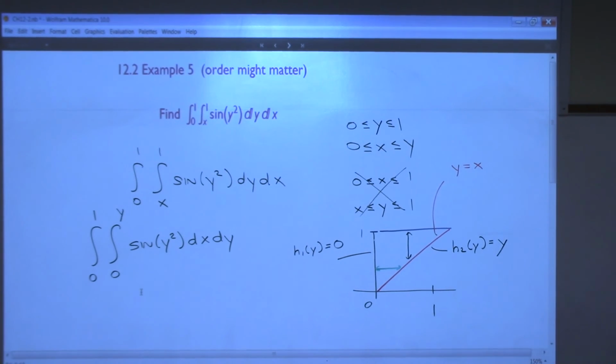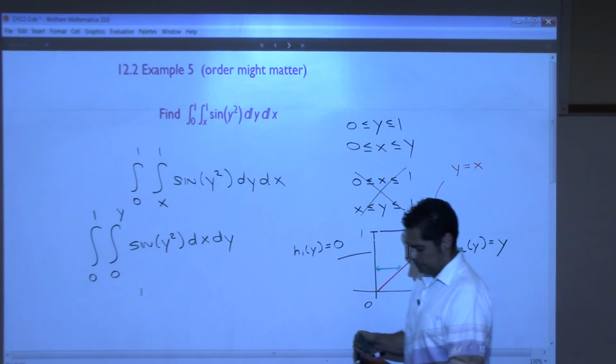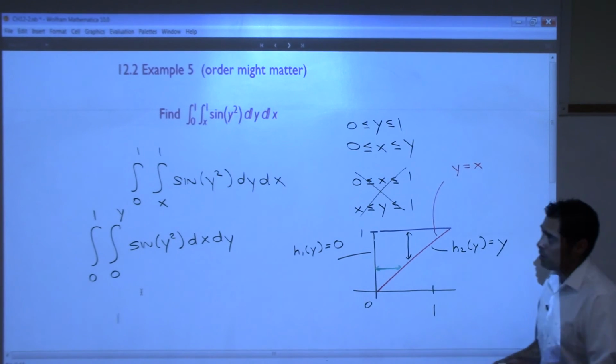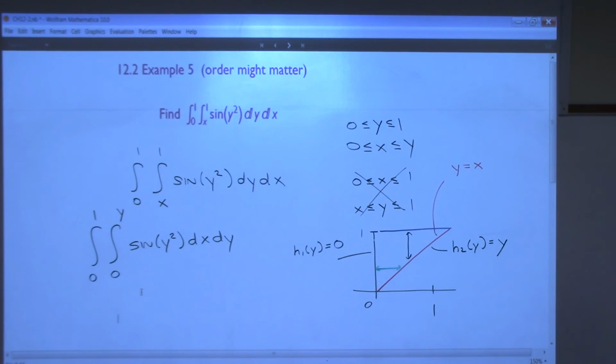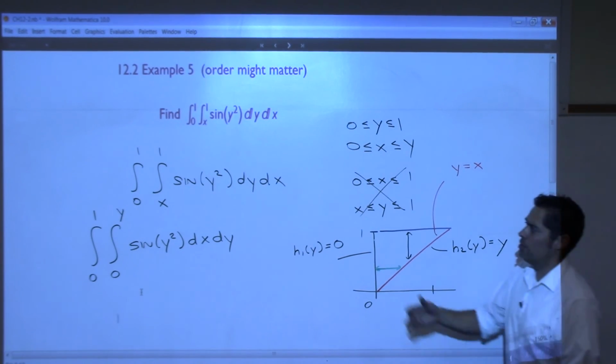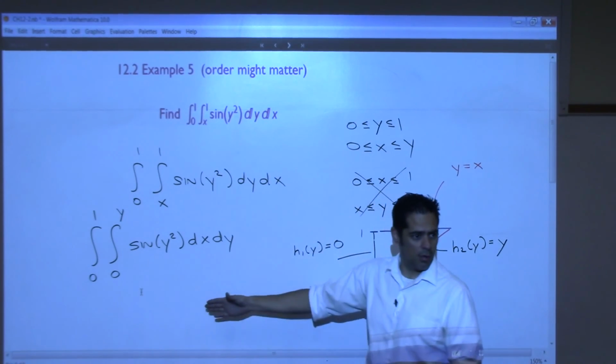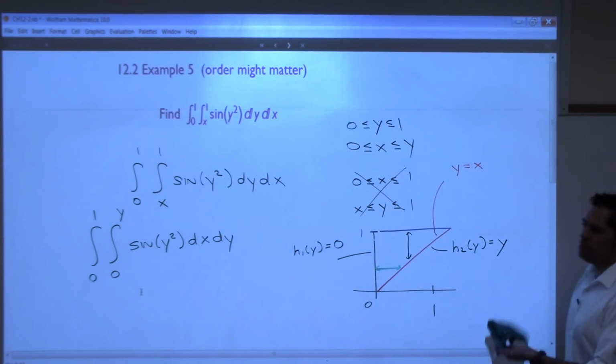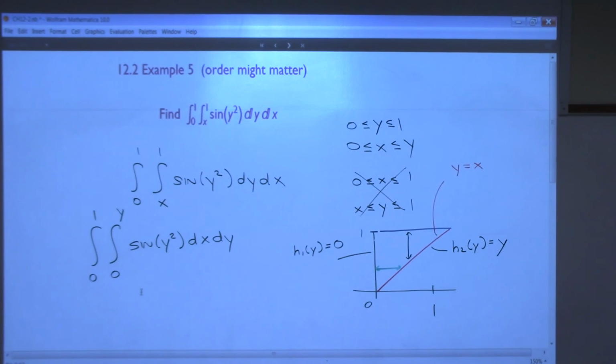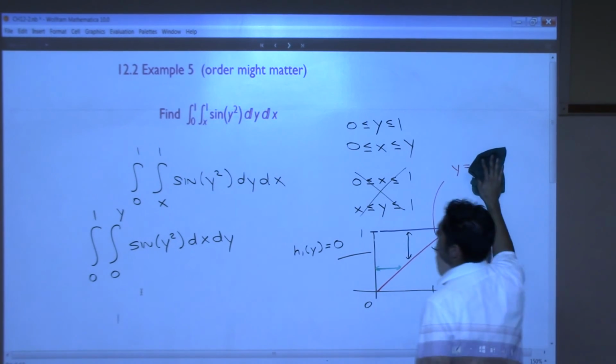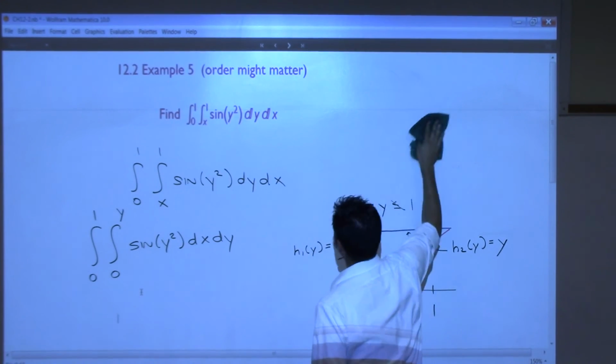There's a couple of problems on your homework. I think there are 2 problems where it says switch the order of integration. So they give you this, and they want you to switch it over. And I promise you a problem like that on the final. Promise. All right, so let's do this integration.